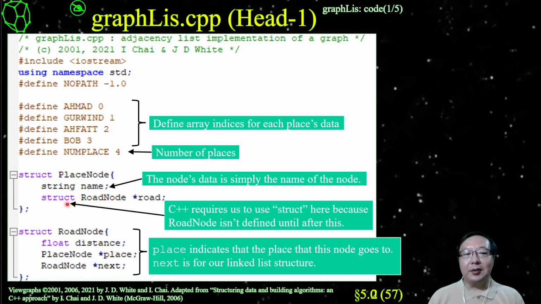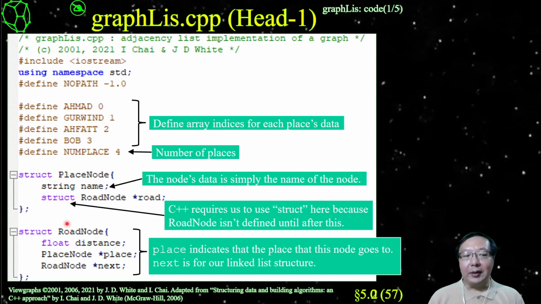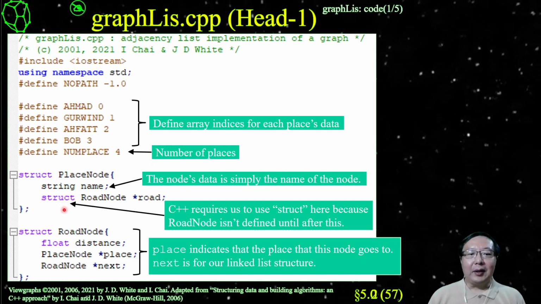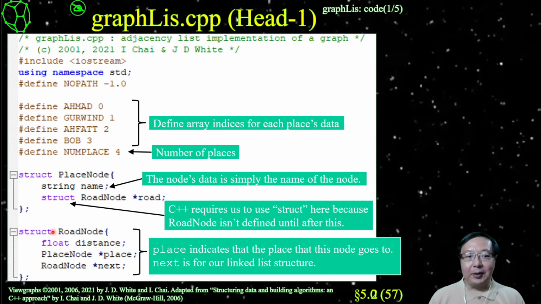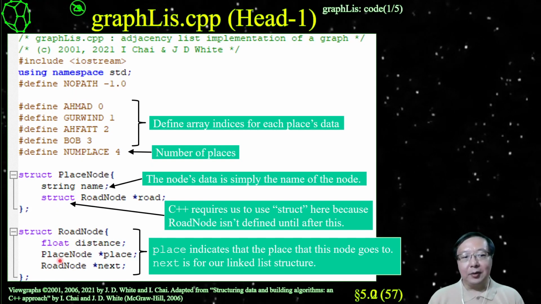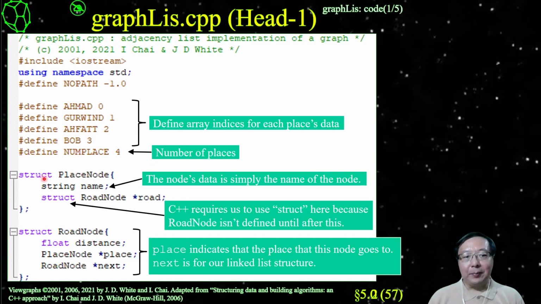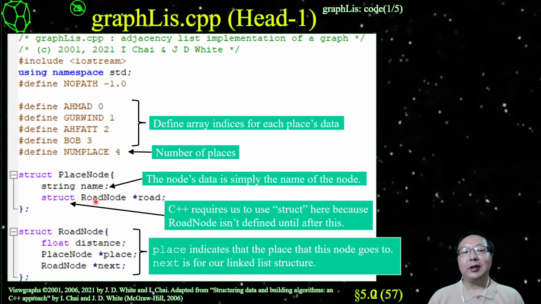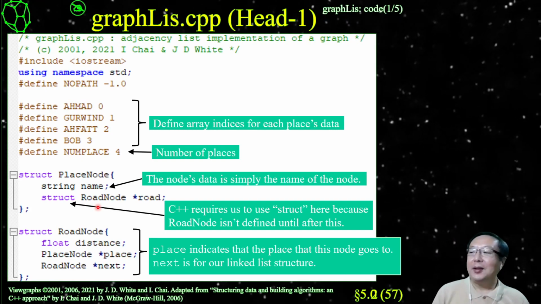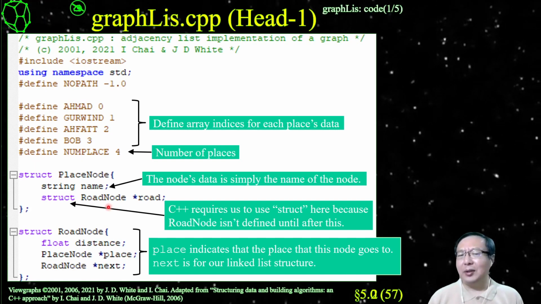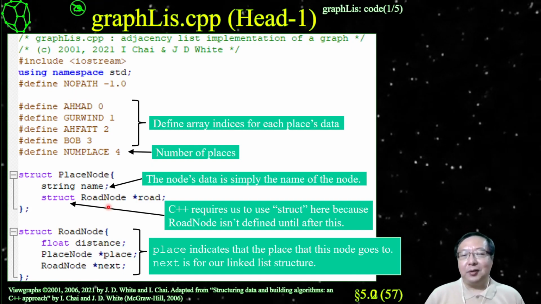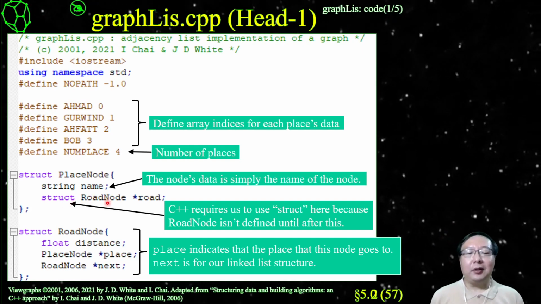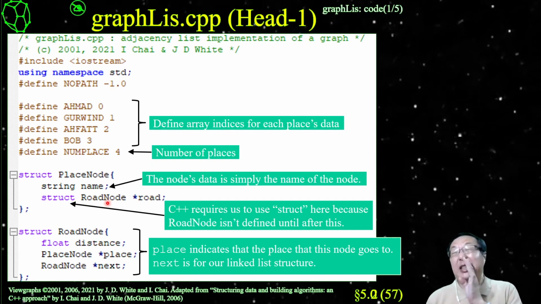C++ requires us to use struct when we are referring to a record that hasn't been defined yet. We noted in an earlier lecture that you don't have to use struct a lot of times. For example, here, struct road node, but here I don't have to say struct place node and struct node road, because place node has already been defined. But here, road node has not yet been defined, it's defined down here. So we need to use struct to tell it, by the way, this is a record. Otherwise it'll say, I don't recognize this word road node. What's road node? Because it hasn't been defined yet. By using struct road node here, you're telling the C++ compiler that this is a record.